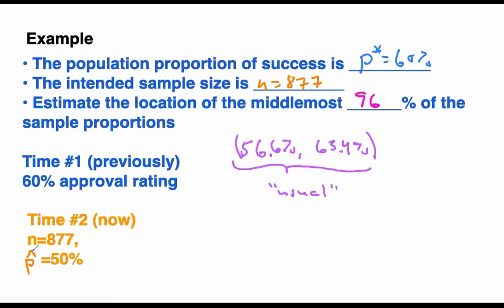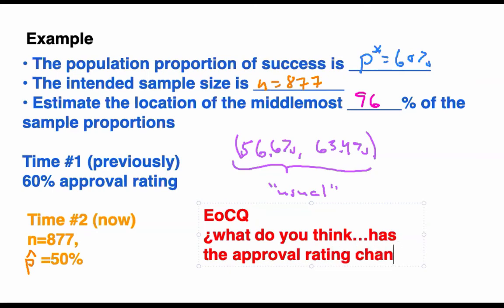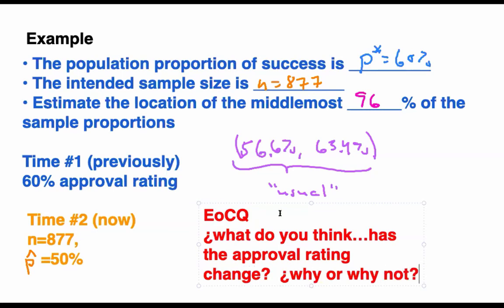Okay, so here's the question, and this is essentially going to be your end of class question. What do you think? Has the approval rating changed? Either way, why or why not? If this is the range of usual values if the percentage is 60%, and this is the result of the sample we just had, has this particular government official's approval rating changed or not?